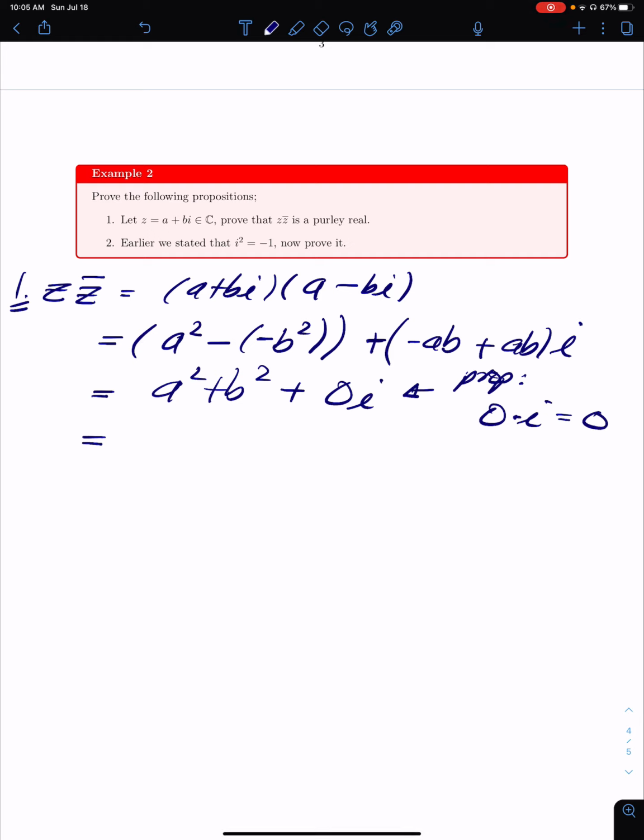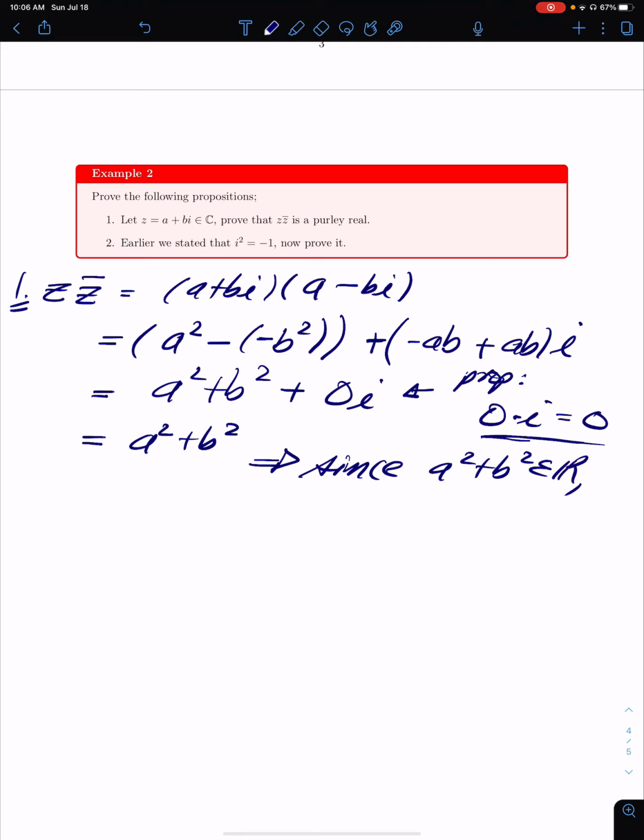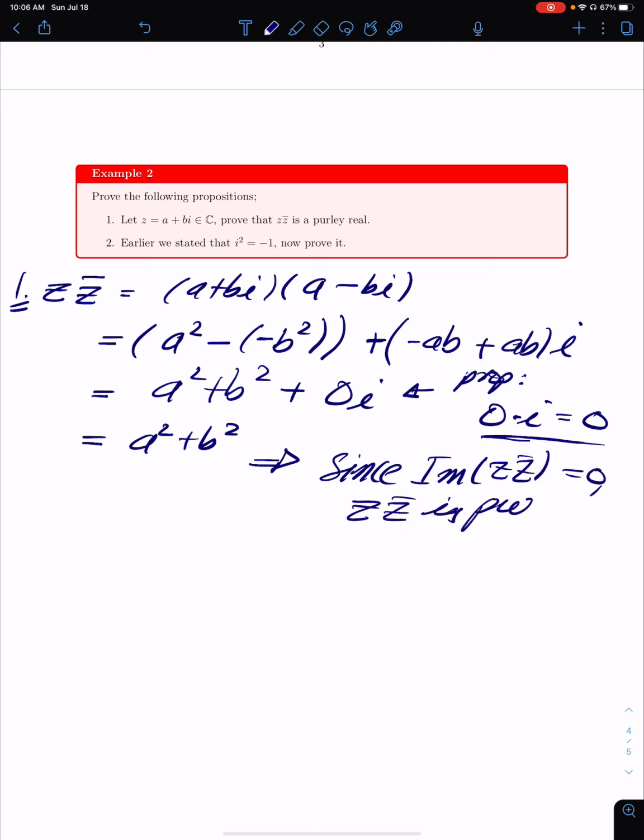I know it may seem obvious, but because we're dealing with a new object, we have to make sure that we're clear what is allowed and what is not allowed. And this is allowed. 0 times i is 0. So it is just a squared plus b squared. And since a squared plus b squared is real, or since the imaginary part of z z bar is 0, z z bar is purely real.